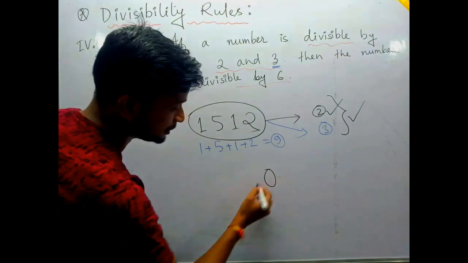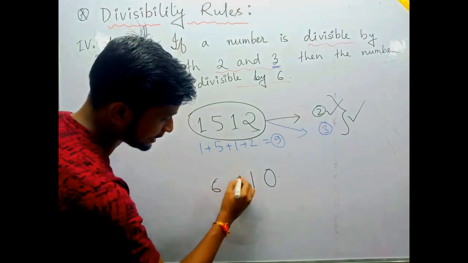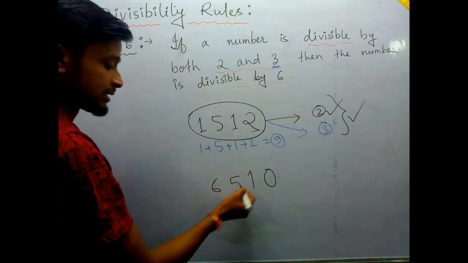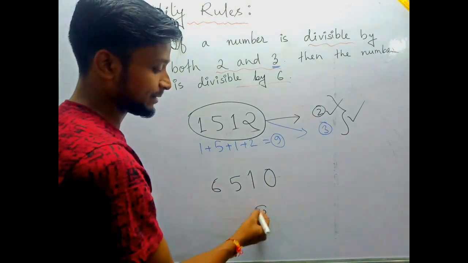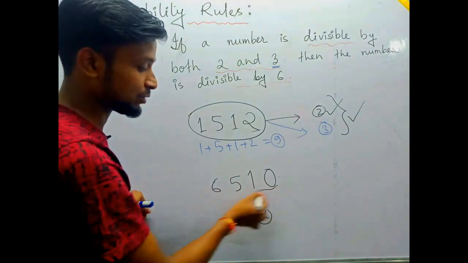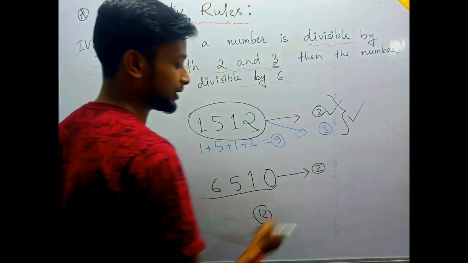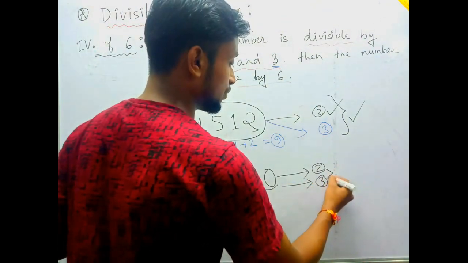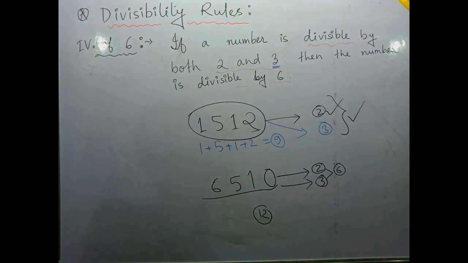Okay, so take 1065. Now see, this 6 plus 5 plus 1, that is 12, right? 12 is divisible by 3. That means the whole number is divisible by 3. And again this number is an even number, so it will also be divisible by 2. So as this number is divisible by both 2 and 3, we can say that this number will be divisible by 6. Okay, so this is the divisibility rule for 6.